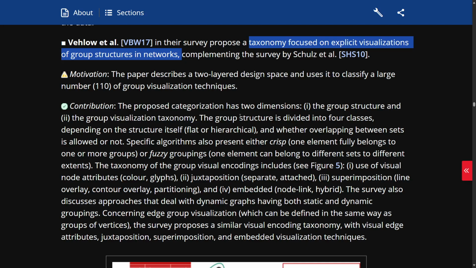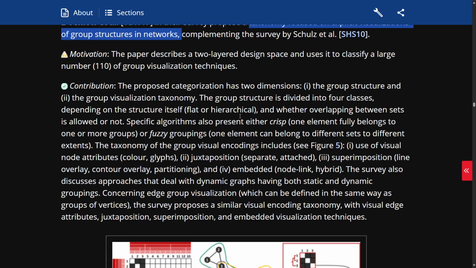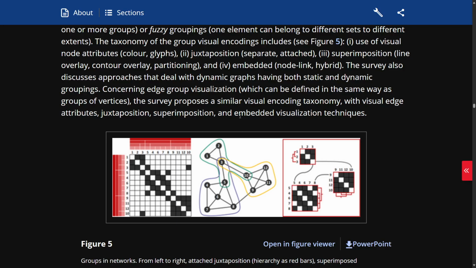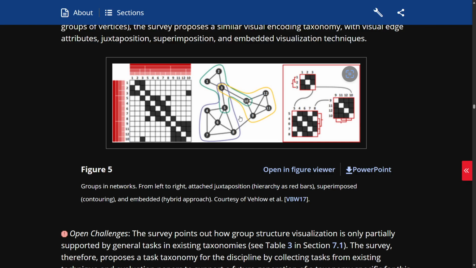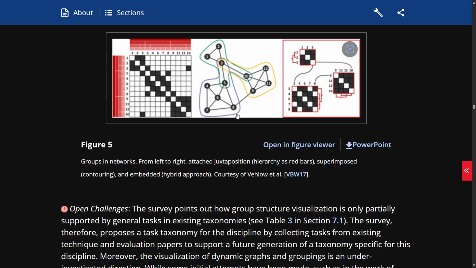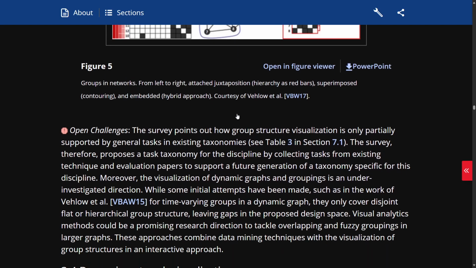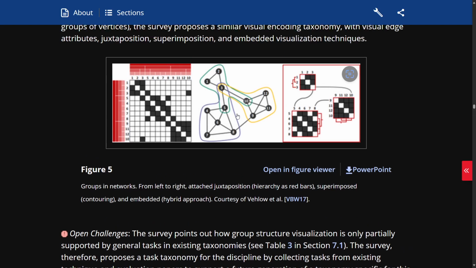From left to right: attached juxtaposition, hierarchy as red bars, superimposed, contouring, and embedded, hybrid approach, courtesy of Vehlow et al. [VBW17]. Open challenges. The survey points out how group structure visualization is only partially supported by general tasks in existing taxonomies, see Table 3 and Section 7.1. The survey, therefore, proposes a task taxonomy for the discipline by collecting tasks from existing technique and evaluation papers to support a future generation of a taxonomy specific for this discipline.